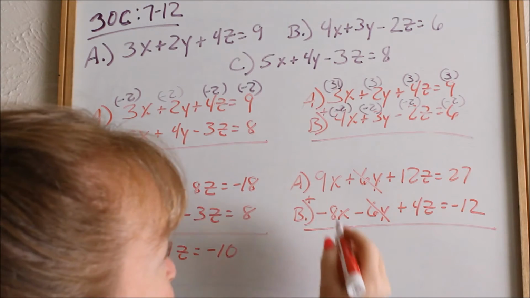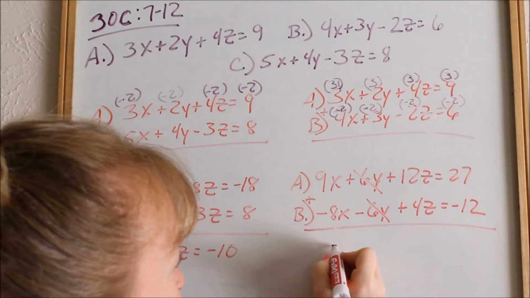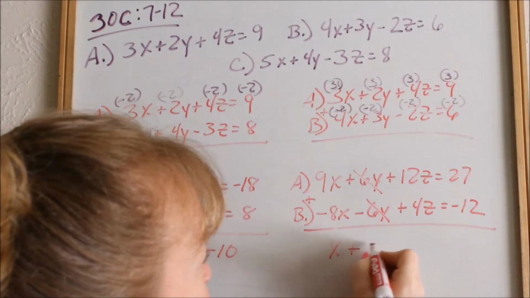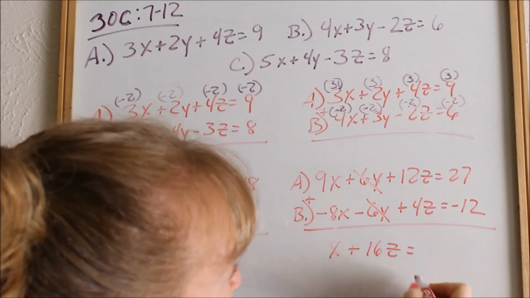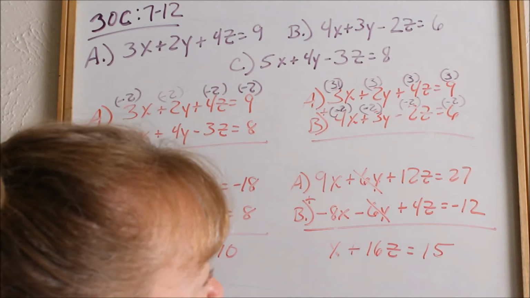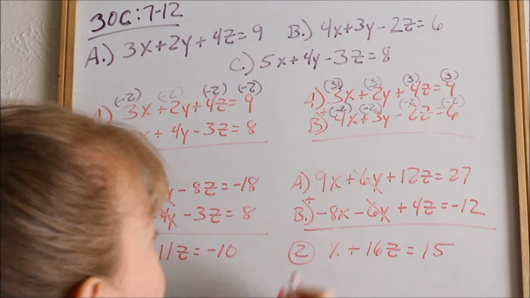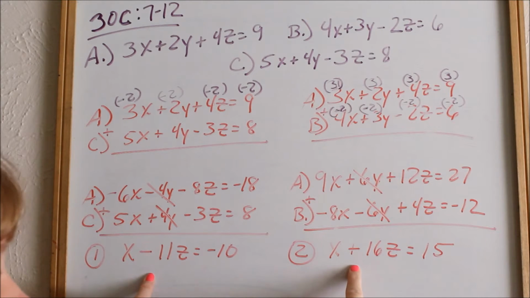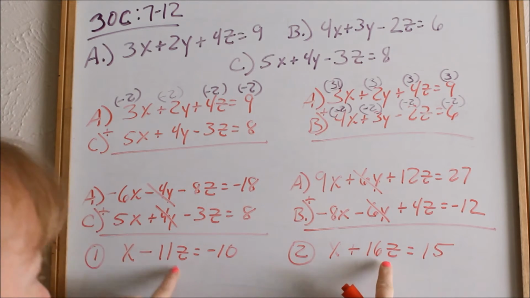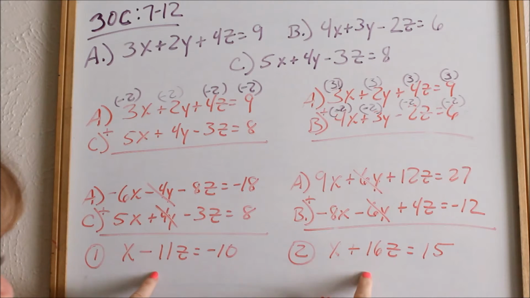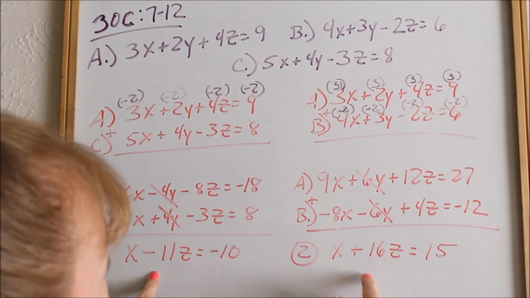So now I'm adding my x's, positive 9x, negative 8x would be a 1x, and then positive 12, positive 4, positive 16z, 27 minus 12, 15, make sure I did that right, and I'm going to call this equation 2. So these two equations should have the same variables in them. This one has x and z, this one has x and z, because I eliminated y in both of those other ones. So now I can take these two equations and do elimination on those again.